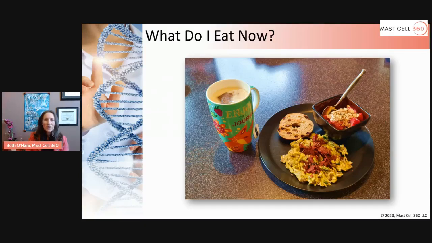But this brunch is what I had: scrambled pasture-raised eggs. I had oyster mushrooms in there, which are higher histamine. Lots of herbs, green onions, turkey bacon, which is higher histamine. A gluten-free whole grain, a millet sorghum cinnamon raisin bagel. I think it was a little higher histamine, with a little bit of oxalates in there.